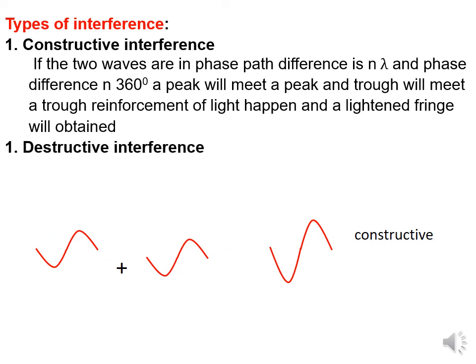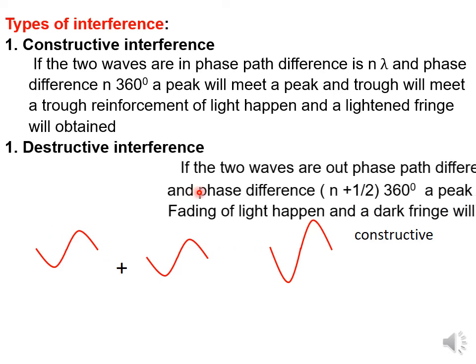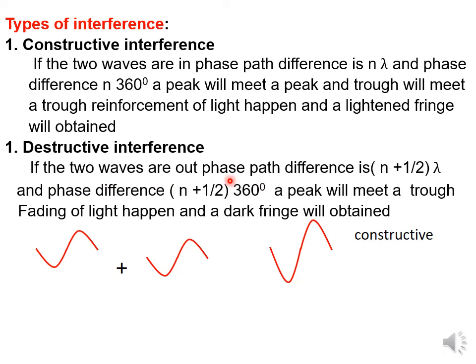destructive interference بقى. If the two waves are out of phase، يعني هنا الويف دي out of phase with this wave. If the two waves are out of phase, path difference between them is n integral number plus half lambda, and phase difference is n plus half 360 degree.